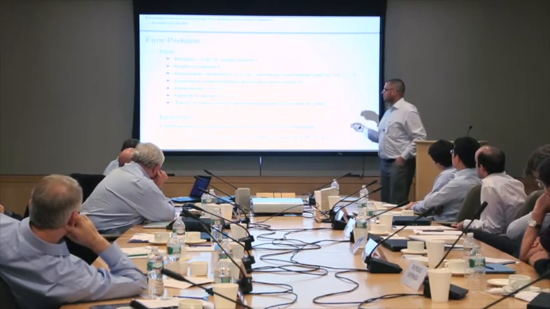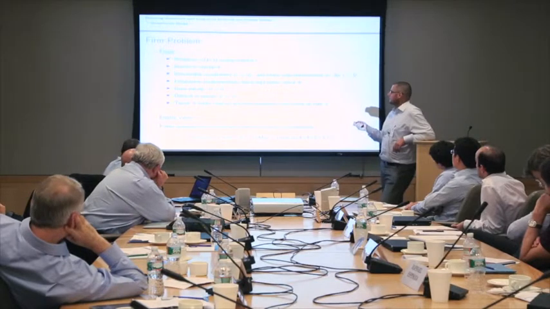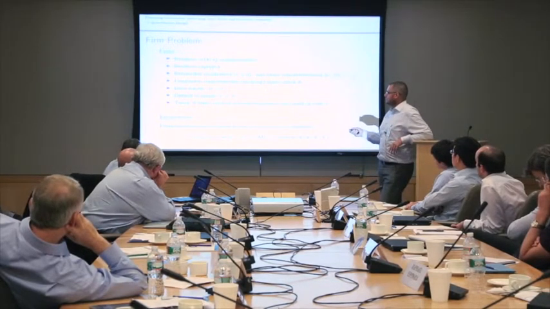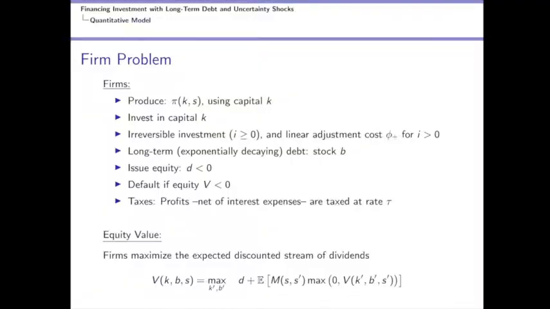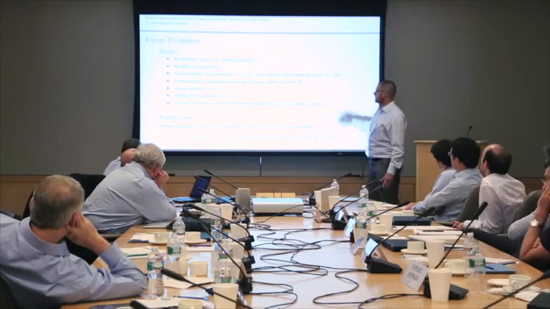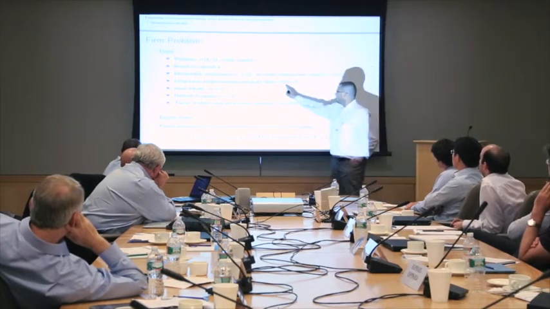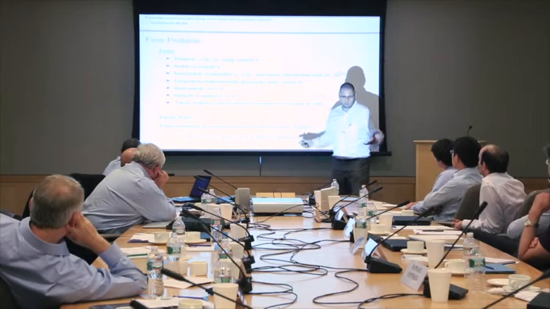So the firm is going to produce profit using physical capital, and of course the productivity shocks. The firm is going to invest in capital. Capital will depreciate at rate delta. And for this presentation, it's relaxed in the paper, for simplicity, it's going to be irreversible investment. And we're going to have linear costs of adjusting capital. Again, not a big deal, but for exposition, it's simpler for you to see. And then now we're going to have to put debt.